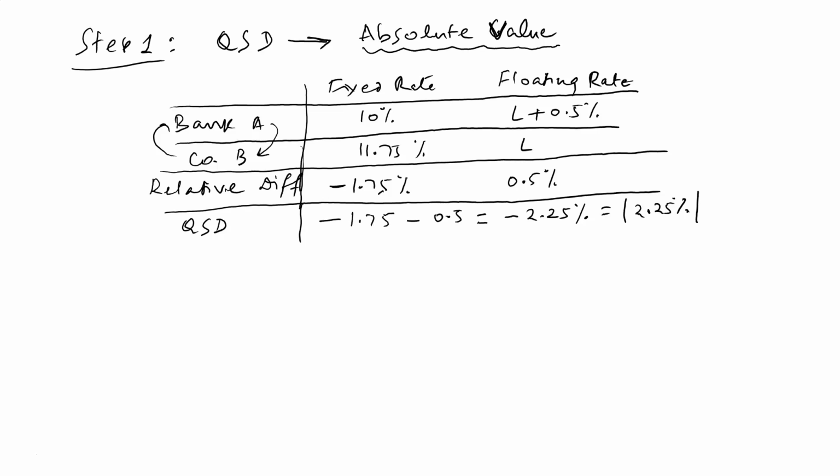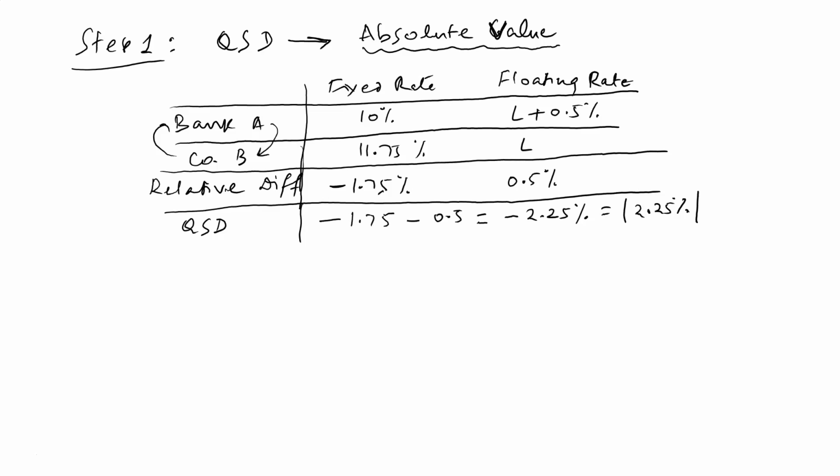If both these parties were to agree to a swapping arrangement after doing what they could do best, then they would stand to gain 2.25% gain from their deal.